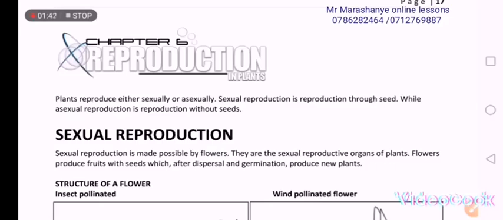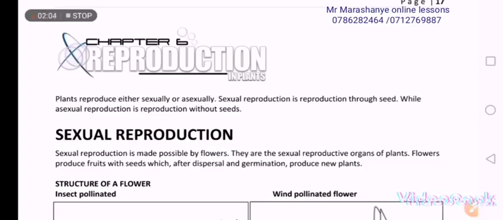Then asexual reproduction is reproduction without using seeds, which we can give the name vegetative reproduction. In that vegetative reproduction, we are talking about cassava, called madumbe. We are talking about sugar cane. We do not use seed, but we still see reproduction taking place.